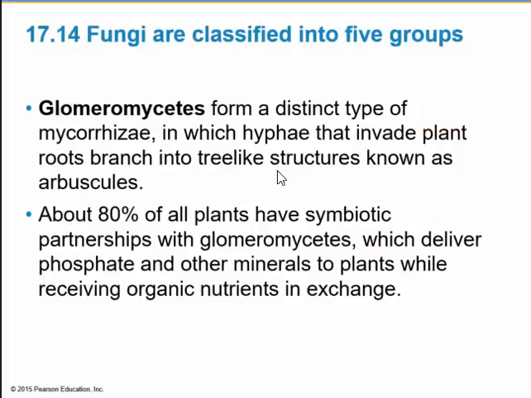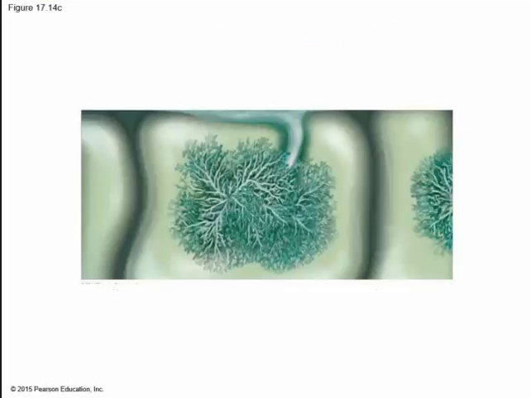The glomeromycetes. These are a distinct type of mycorrhizae. About 80% of all plants have a symbiotic relationship with these, which is mutualism. This is a drawing of the fungus inside a root cell.